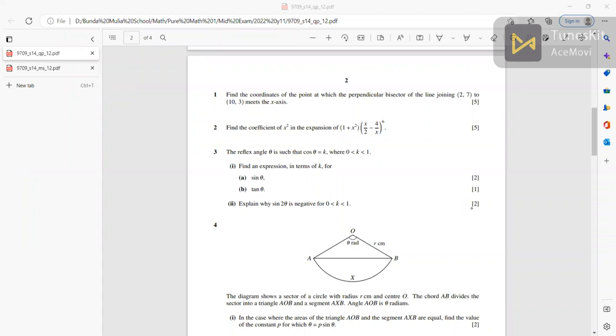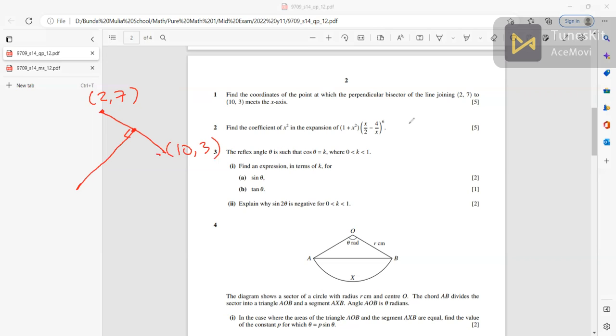Find the coordinates of the point at which the perpendicular bisector of the line joining 2,7 to 10,3 meets the x-axis. If we talk about the perpendicular bisector, we have to find the gradient first. Let us say we have a point 2,7 and another point 10,3. We link them, and the perpendicular bisector is like this. We want to find the equation of the line first. Since it is a bisector, it crosses the midpoint.